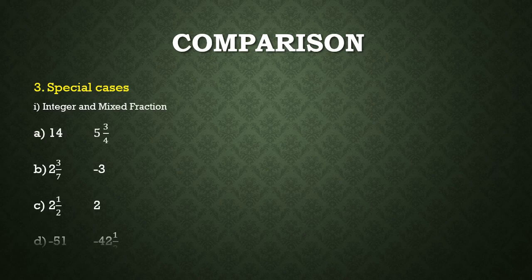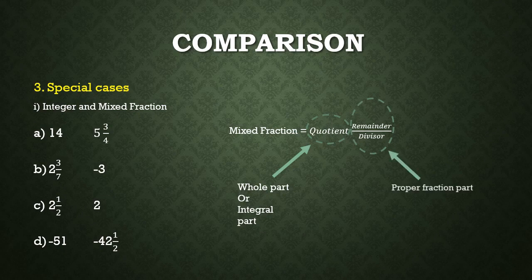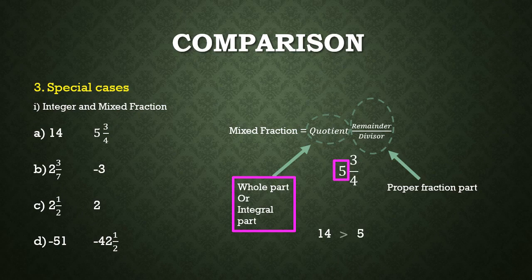To compare them is easy if you know what a mixed fraction is, which is written as quotient and remainder by divisor. This quotient is the whole part or the integral part, and the remainder by divisor is the proper fraction part. We need to look for the whole part only in most cases. For 5 and 3 by 4, 5 is the whole part. Take the whole parts of the first example and we have 14 and 5. Clearly 14 is greater than 5, and hence 14 is greater than 5 and 3/4.